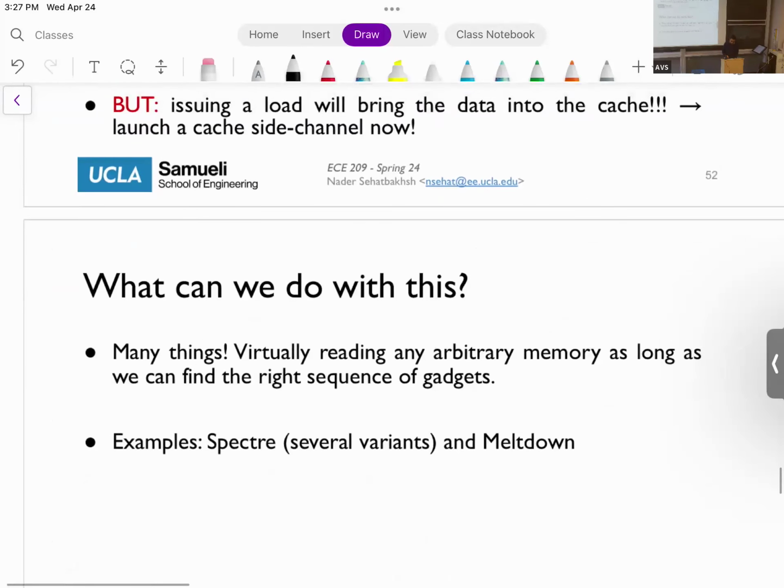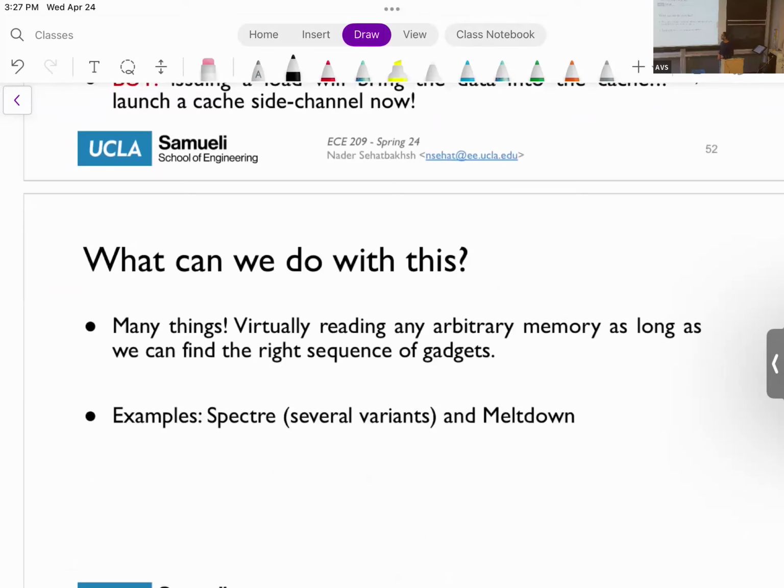Okay. So what can we do with this? There are many, many things that you can do. You can read arbitrary memories. You can jump through various different parts and so on and so forth. There are many different ways of doing this, okay? And again, there are tons and tons of papers on different variants of this. So Spectre and Meltdown are the first two attacks that did this, but each one also had their own variants. These two attacks were introduced in 2018, 2019.